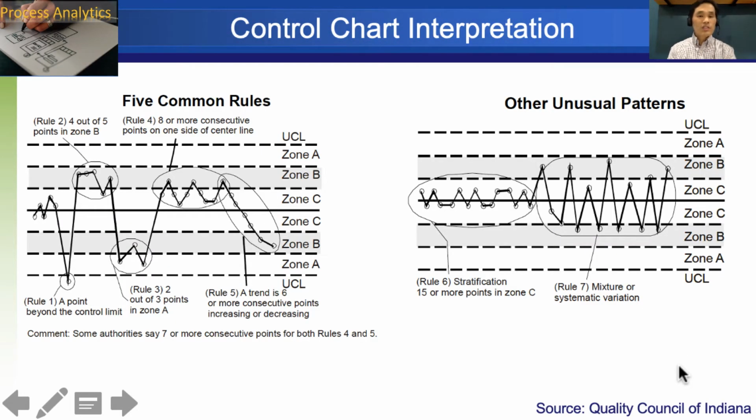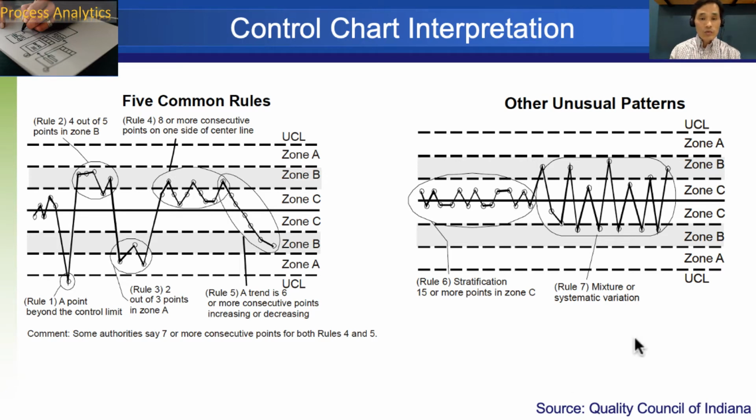Here is control chart interpretation. First one is the 5 common rules that I discussed from module 2, so I would not spend much time there. The second one is other unusual patterns. For example, rule 6 is stratification: 15 or more points in zone C. Zone C is a very good one, right? It's one of the best ones. And if 15 or more points are staying over there, that means the process is too good to be true. So maybe there's something not measured right, so we need to look into that.